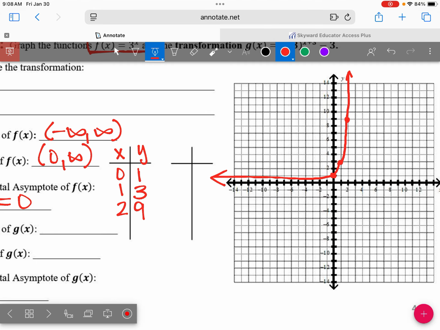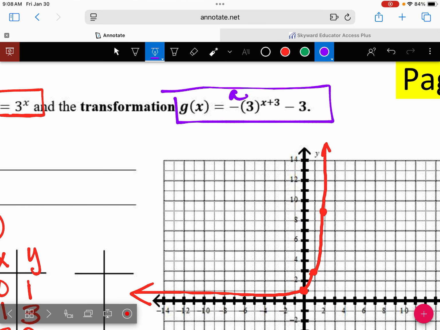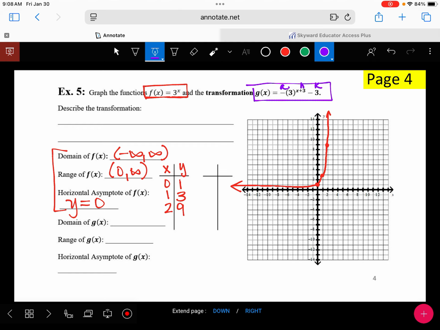Okay, so now let's look at our second function, which is this one right here. This one has an A value of -1, H is -1, and K is -3. So A equals -1, which is going to make it reflect down. Your H is -3, which makes it go left 3. And K is -3. That makes it move down 3.